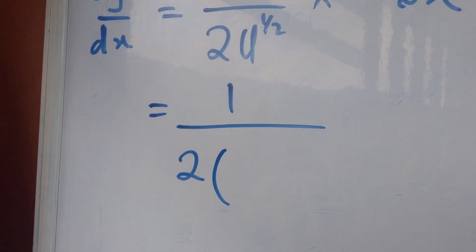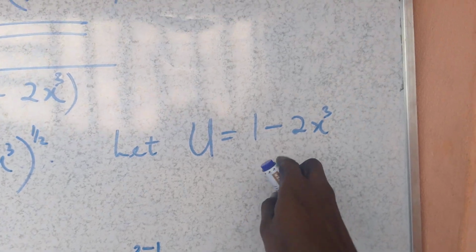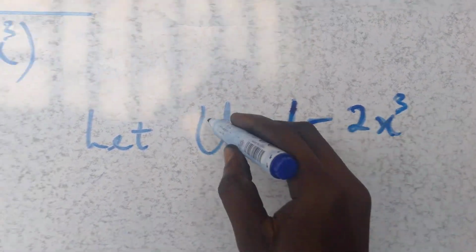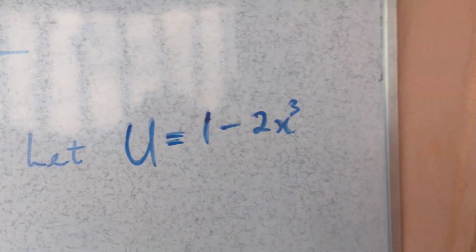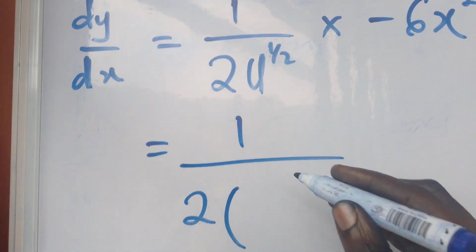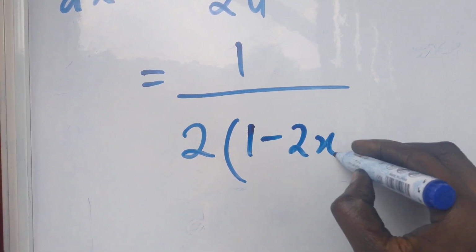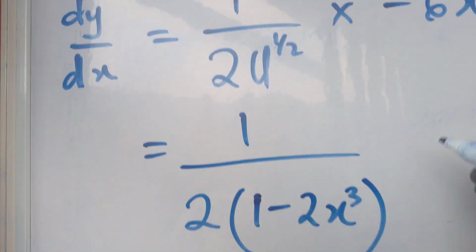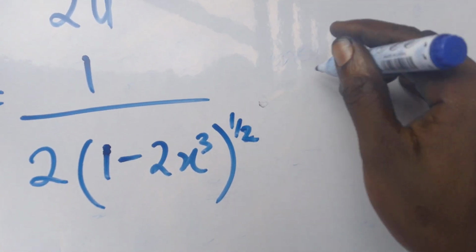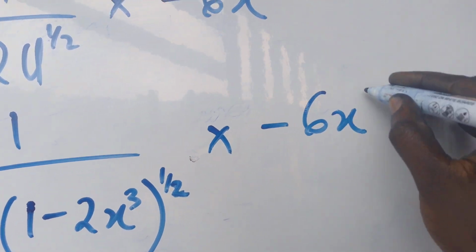Remember, we had the value of u as 1 minus 2x raised to the power 3. That's u. So we take this out for u. In place of u, I'll write (1 minus 2x raised to the power 3) all raised to the power of half, times minus 6x squared.